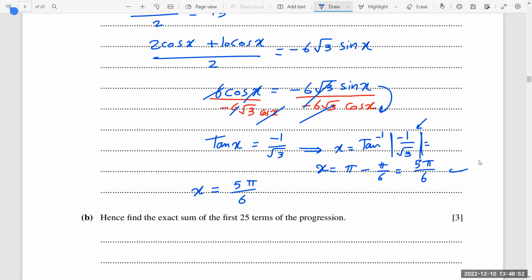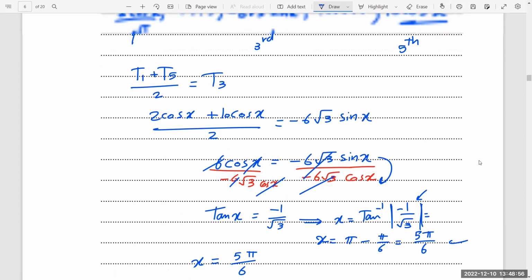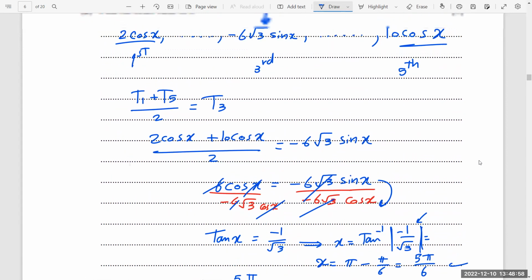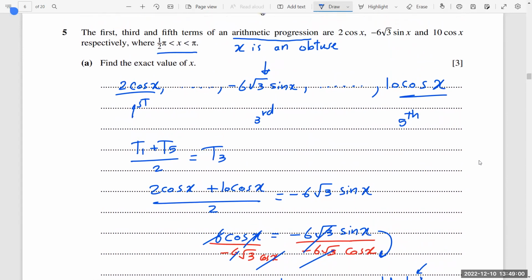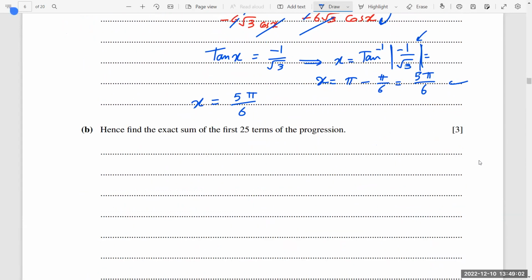After knowing x is 5π/6, you just go and write the terms here. By substitution in the sequence 2 cos x, you will get negative radical 3 for the first term. The second term, no problem. The third term will be negative 3 radical 3. Only substitute. The fourth term is negative 5 radical 3.